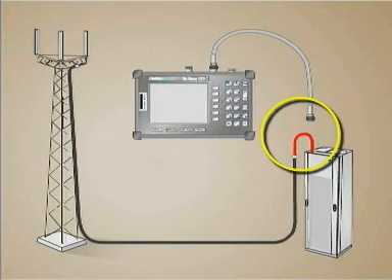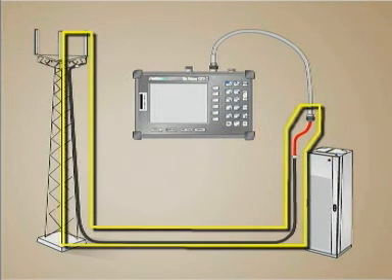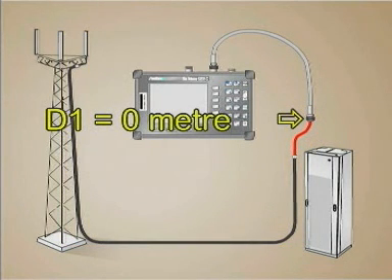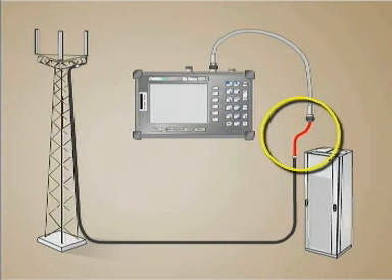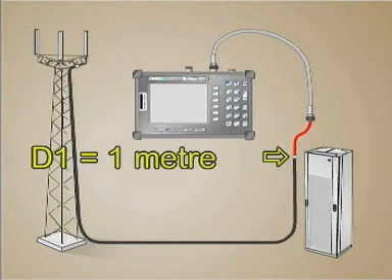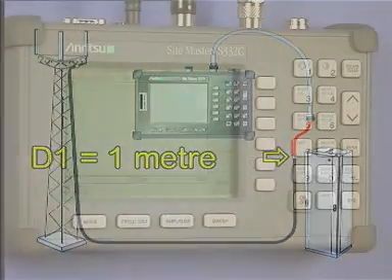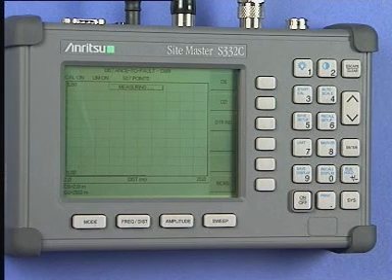If you had, for example, a 1 meter jumper cable between the feeder and the calibration point, then the jumper cable would become a part of the antenna system being measured, and D1 would be set to 0 meters. You may, however, wish to exclude the 1 meter jumper cable from the distance measurement and only measure the feeder cable. In this case, D1 should be set to 1 meter, as in our example. So let us now set the D1 and D2 parameters.